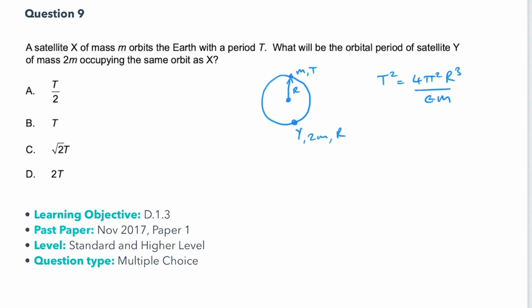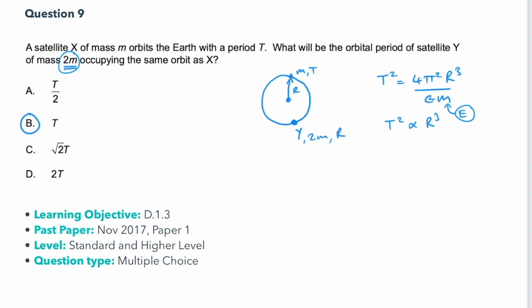That's Kepler's third law, and what it says is that the square of the time period is directly proportional to the cube of the radius. This m here is the mass of the central mass, which in this case would be the Earth. You can see it's not dependent on the mass of the object itself. It's not dependent on the mass of the satellite. So it doesn't matter if this is 2m or m. As long as the radius of the orbit is the same, then the period will be the same.